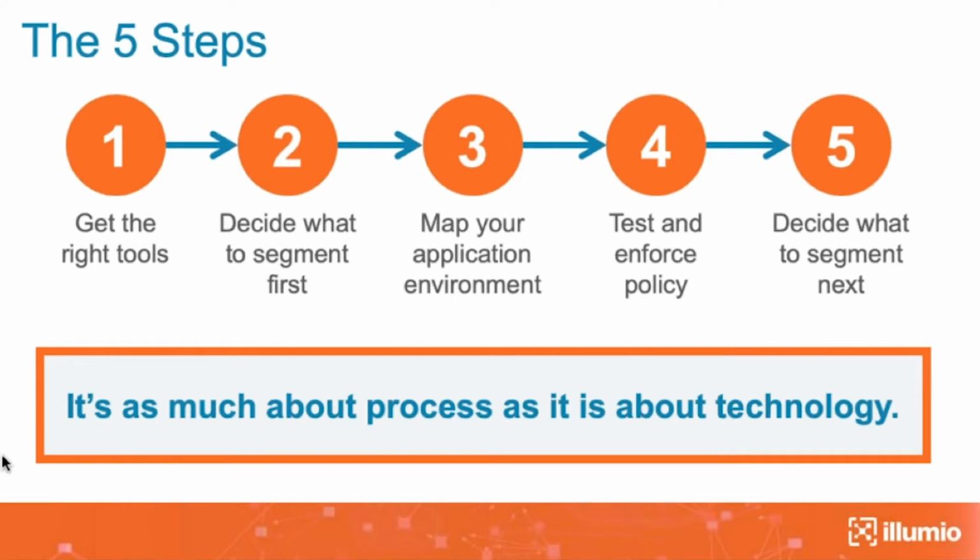Once you've got a plan, after that, you need to map your application dependencies, unravel the big red and green ball of yarn. And you need visibility for this because you can't protect what you can't see. Next, you want to build, test, and enforce your policy, then decide iteratively what you want to tackle next.